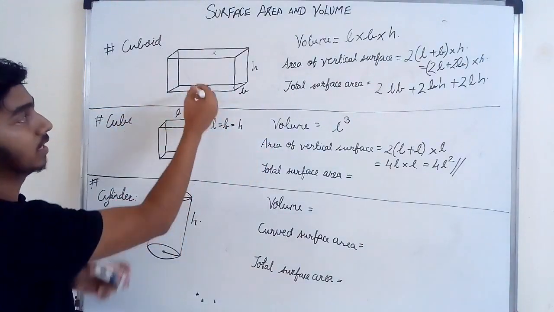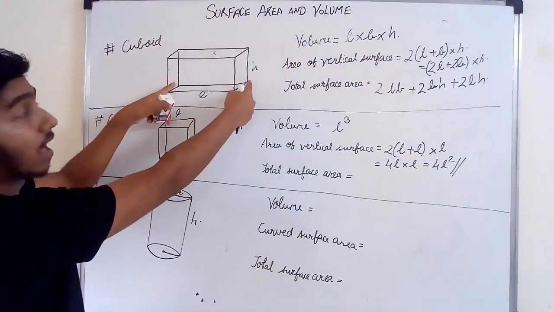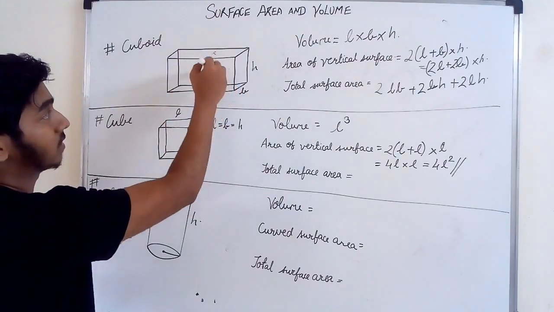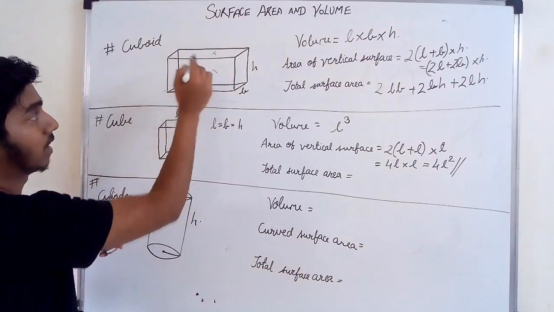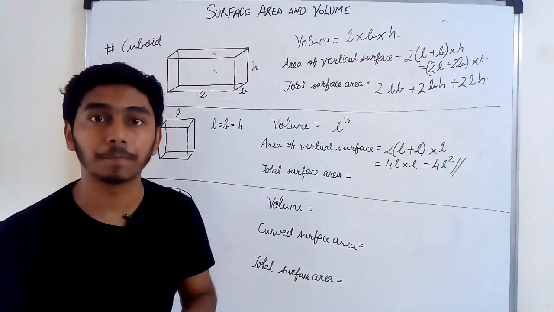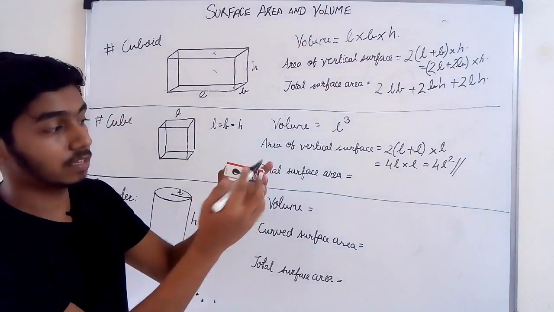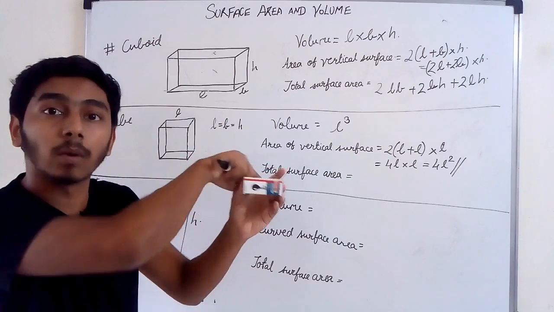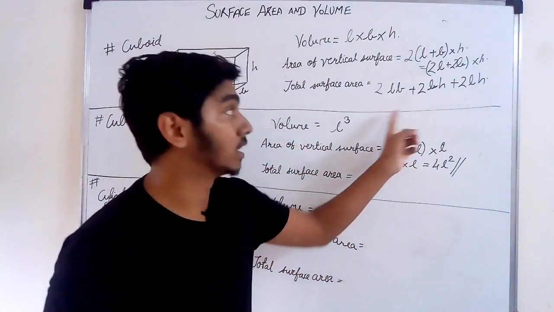This is length and this is height. So to find this surface and this surface, that is again length into height, correct? So 2 times length into height, because for this it is length into height, and for the same behind also length into height. So 2 times length into height. So that's how we get this.